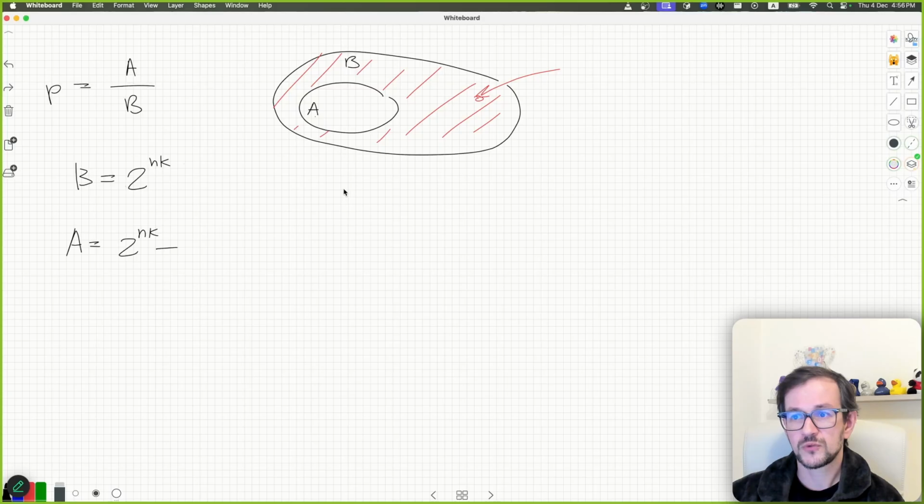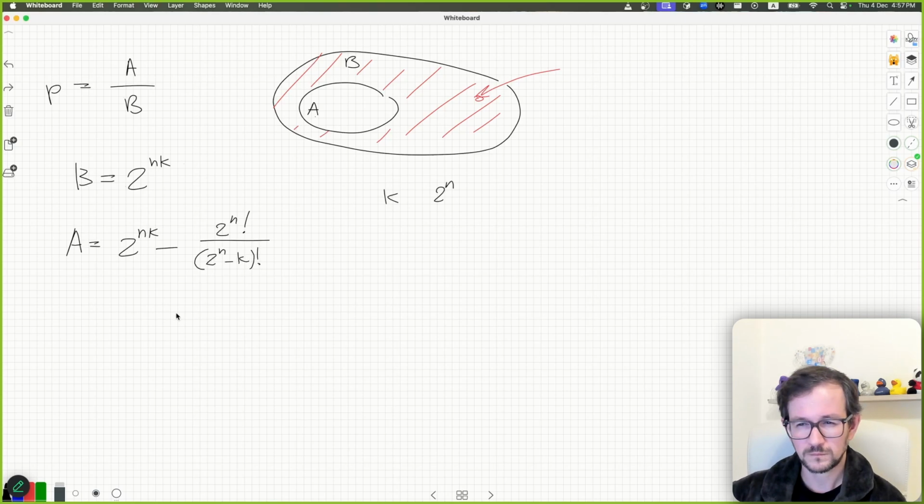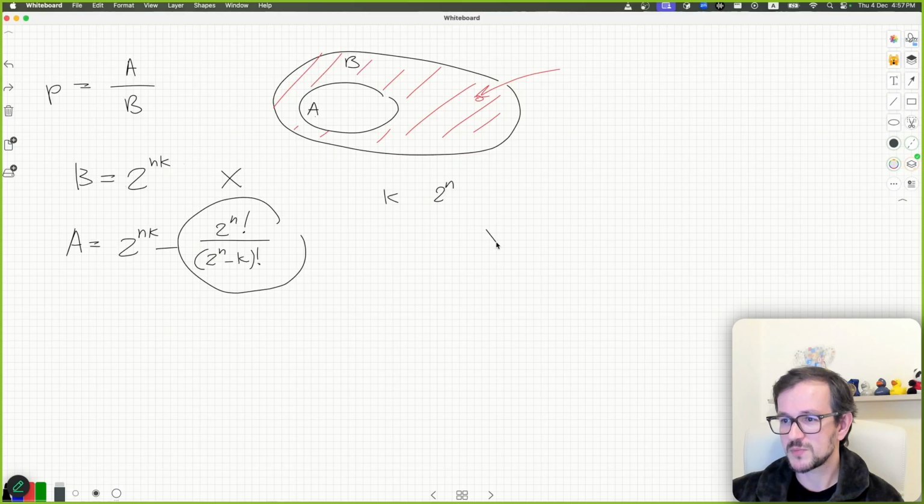Okay, so I have 2 power n days. I need to choose some k days out of them. Not a binomial coefficient, but okay. Order matters, so the number of ways to do it is just 2 power n factorial divided by 2 power n minus k factorial. Let's actually talk about this part. So this part is x. Let's look at this part x.